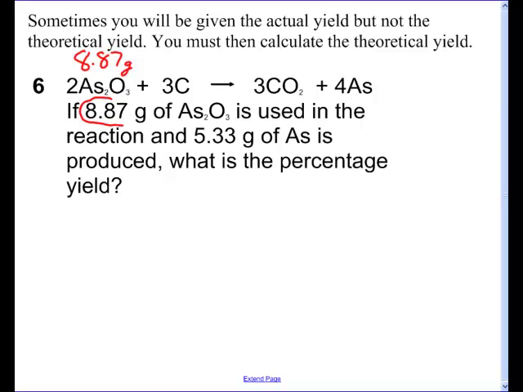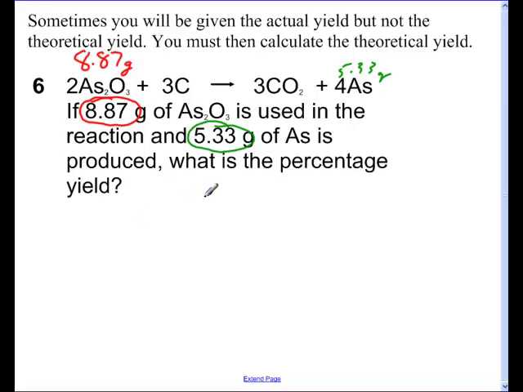So look at the values they give us here. If 8.87 grams of arsenic oxide is used in the reaction and 5.33 grams of arsenic is produced, what's the percent yield? If you look at the way this is worded, it tells us that 5.33 grams was produced. That is the actual yield, or the experimental yield. What we don't know is the theoretical yield.